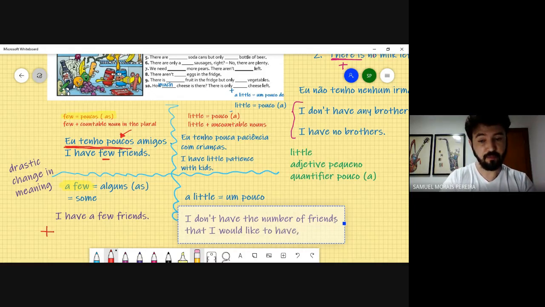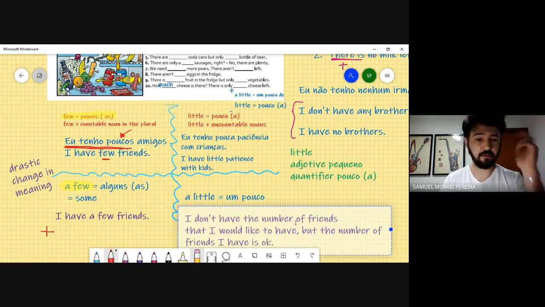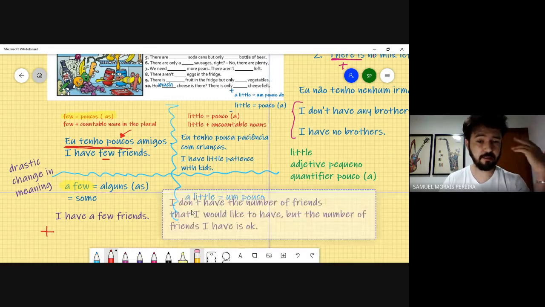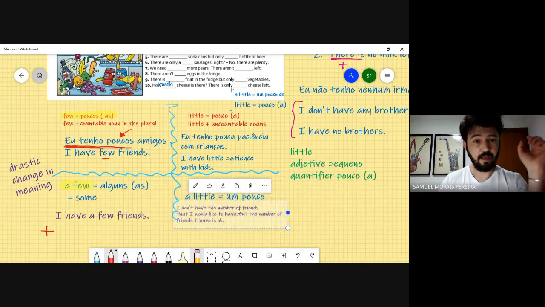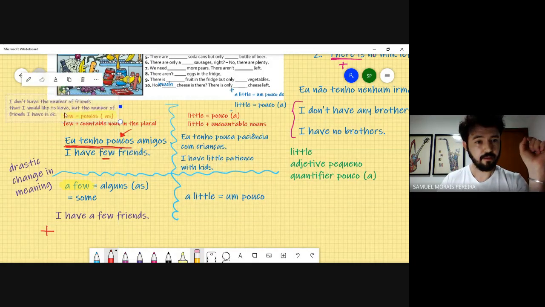But, aí tem uma continuação que fica implícita no contexto assim, ó. But the number of friends I have is okay. Eu aceito essa quantidade, tá bom. Não é assim uma grande quantidade, até porque eu tô falando que é pouca, tá bom? Ó, I have few friends. Mas isso não é o fim do mundo.